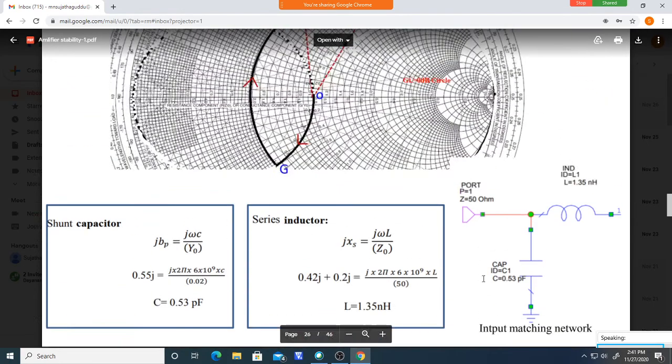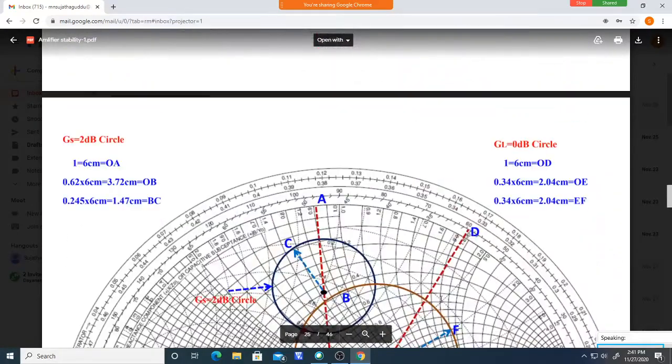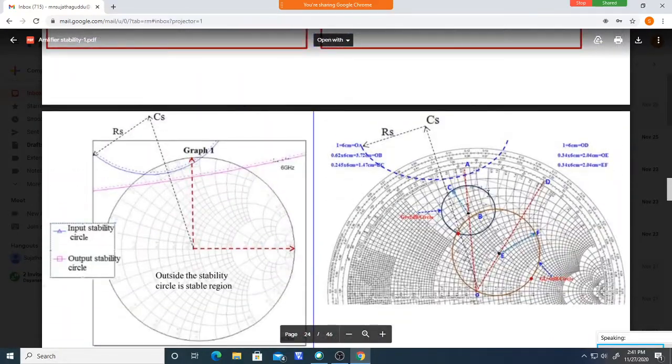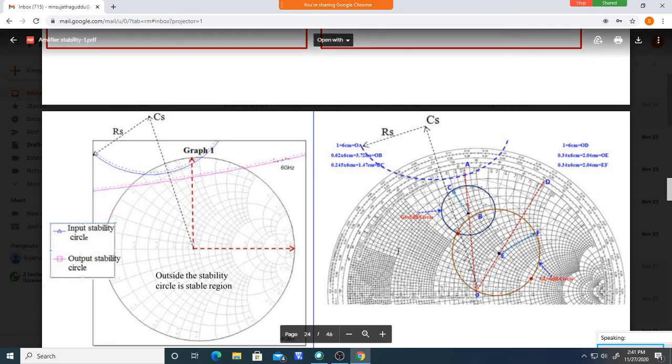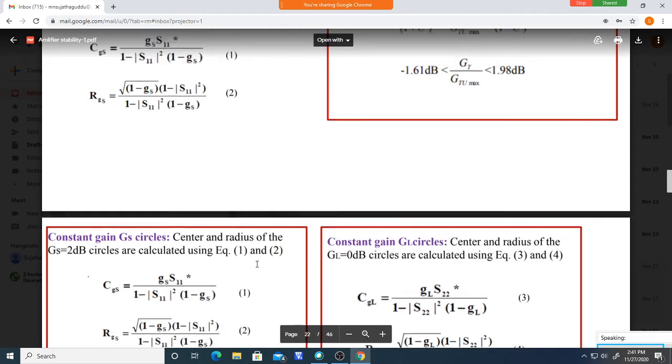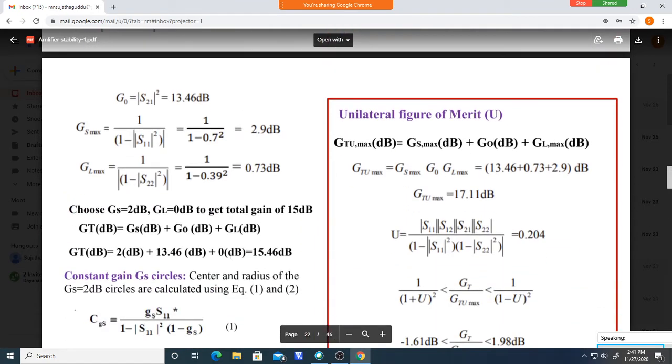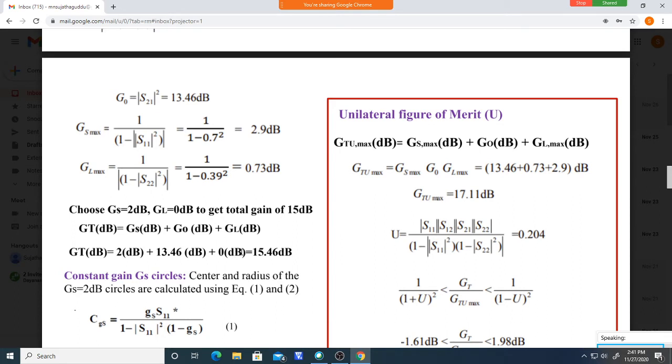That's why we have drawn this gain circle here, and it is in the stable region. Similarly, what we have to do next: you should get 2 dB from the input. We got that, we designed the matching network. Next, we should get 0 dB from the output matching network.